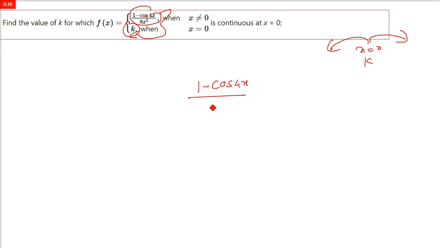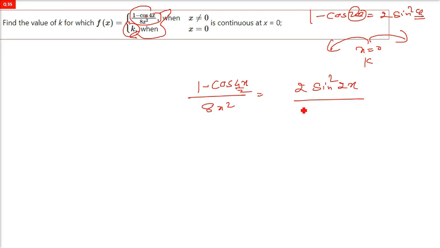And we know that there is a relationship: 1 minus cos 2 theta is 2 sine square theta. So whatever is there with cos, divided by 2. So you have 2 sine square of 4x by 2, which is 2x. Then this is 8x square, so you can write it as 2 into 4x square. Now the 2 you can cancel, and this is (sine 2x divided by 2x) whole squared.